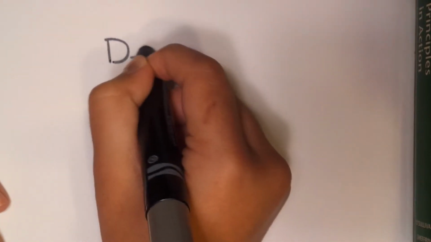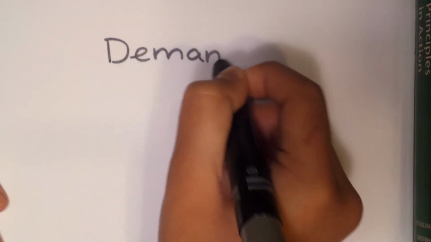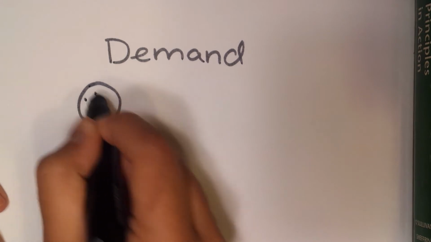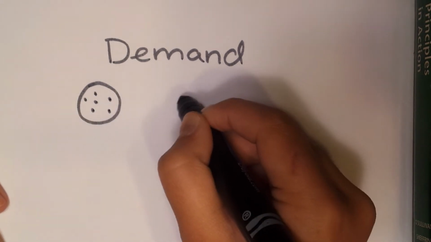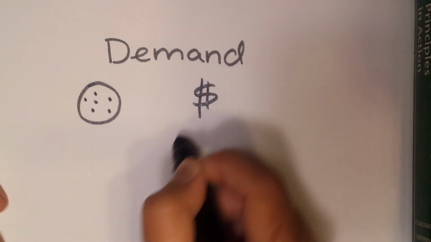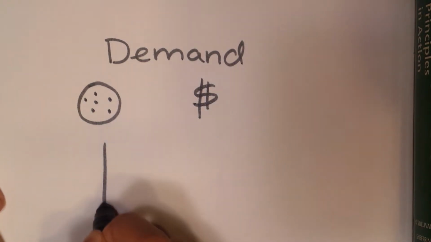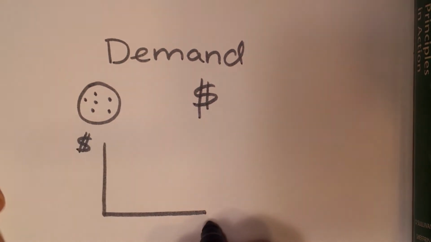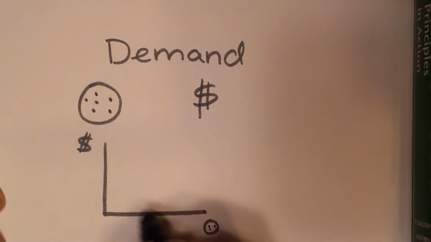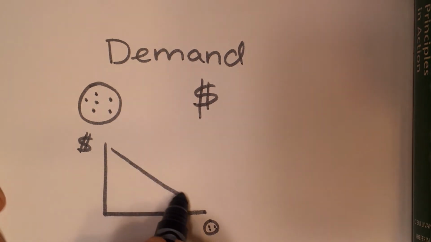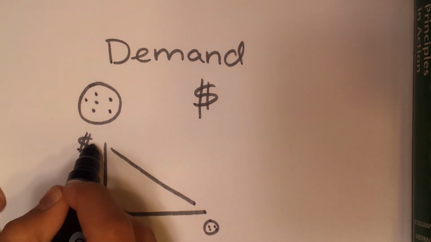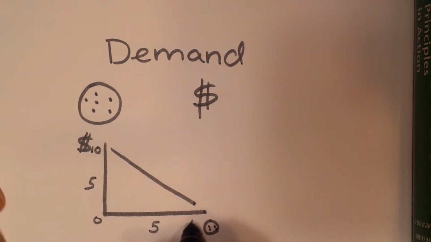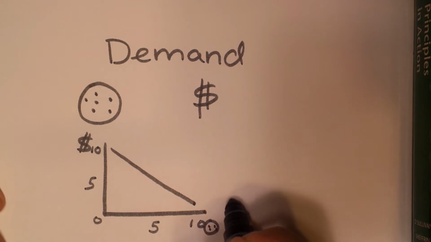Let's start with demand. Demand is a desire to own something, let's say cookies, and the ability you have to pay for them. Demand can be shown in a graph with a demand curve. A demand curve shows the price of the good and the amount people want to buy. It slopes down because usually you will buy more if the item is cheaper. This means the less something costs, the more you'll want to buy of it.